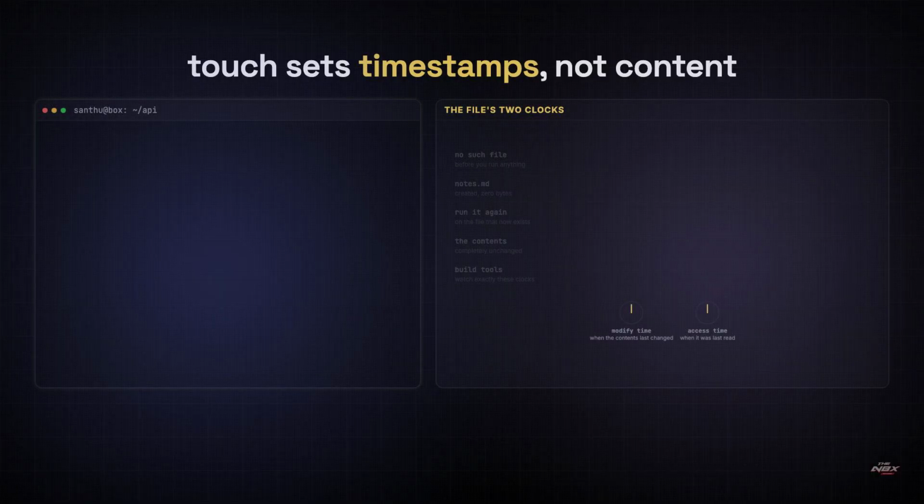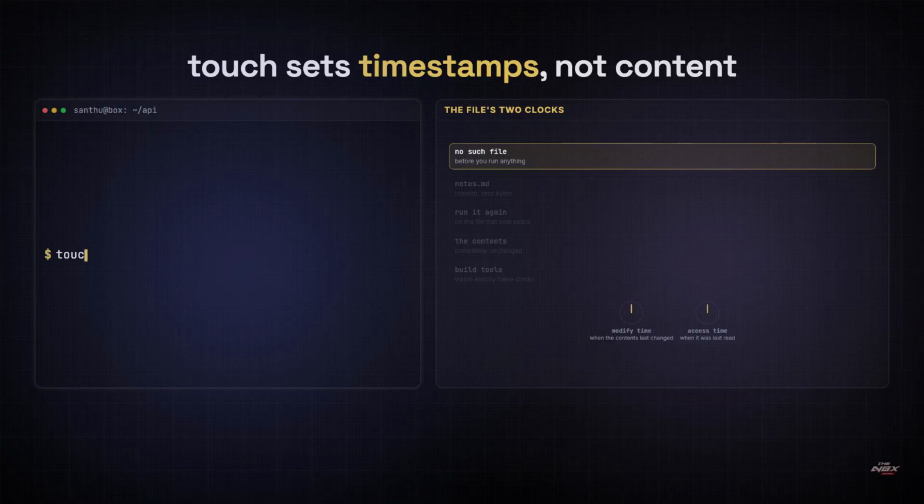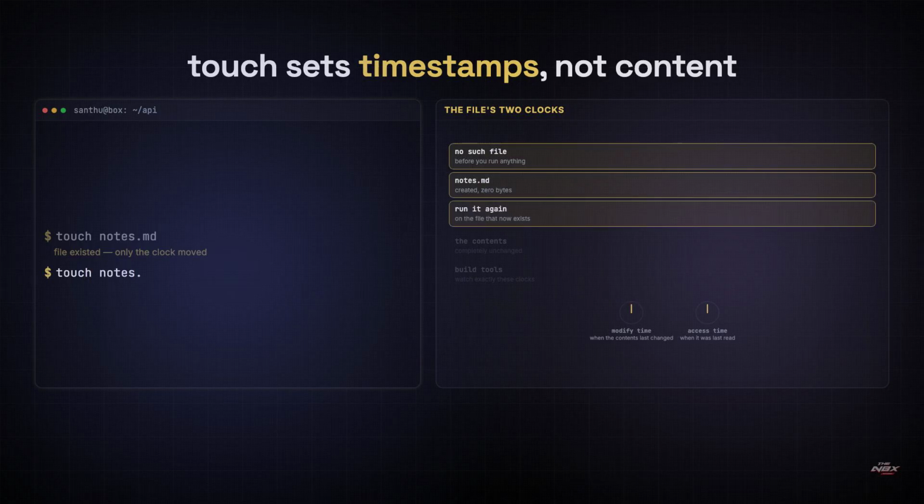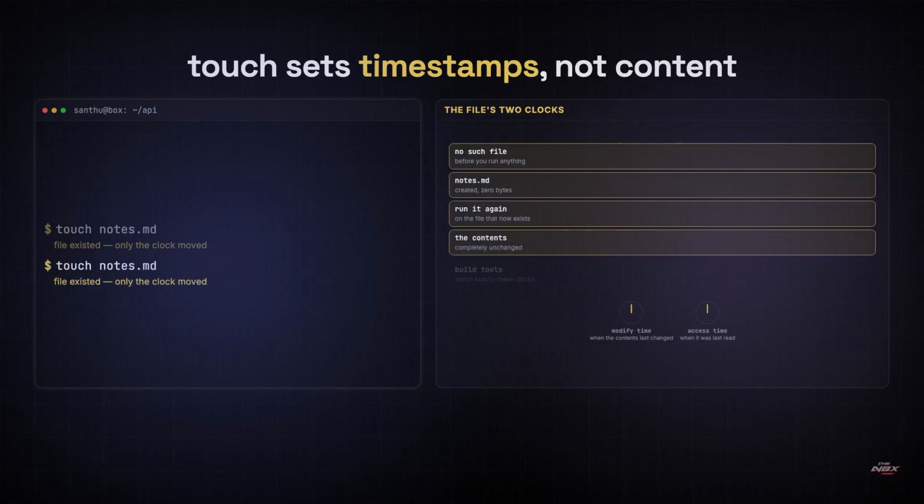Touch looks like a command which does nothing at all, which is exactly why people skip straight past it. Start with a name that doesn't exist yet. Run touch on it, and Linux creates an empty file for you, 0 bytes, no contents whatsoever. So far, so unremarkable. Now run touch on that same file a second time. The contents don't change because there are none, but 2 clocks attached to that file do move.